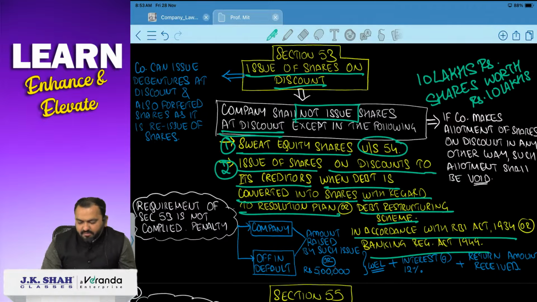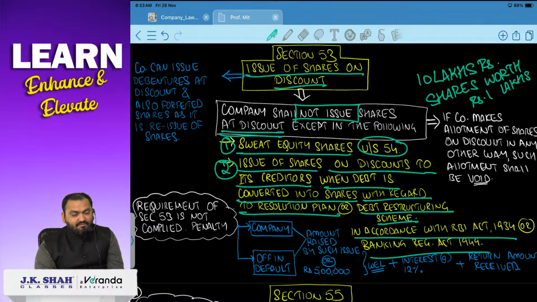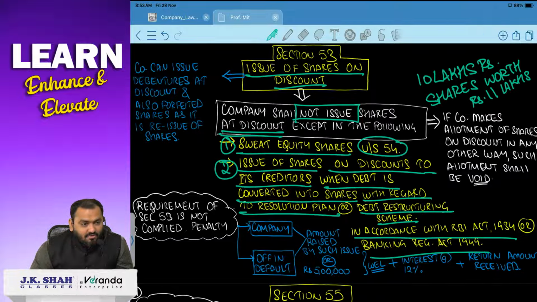You are happy or you're not happy? You're not happy because you are getting the shares. You said, no, I don't want this. I want money. I want cash. I don't want shares. But what if the company tells you, I will not give you money. Instead of money, I will give you shares worth rupees 11 lakhs to adjust our debt, which is of amount 10 lakh rupees. Are you getting my point?